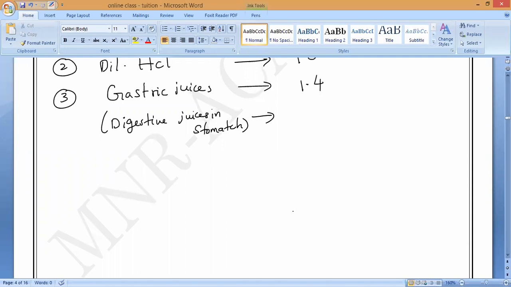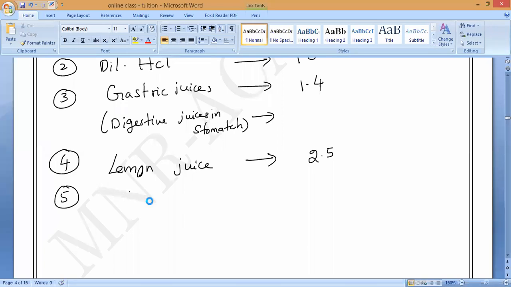Next, lemon juice. If you take lemon juice, you have lemons, correct? What is the pH value? Lemon juice pH value is 2. Remember, lemon juice. I think it is there in that tabular column. Is it correct? If any substance is there, you can mark it. Next, vinegar. Is vinegar there in the given table? Vinegar pH value is 4. Please note it down.